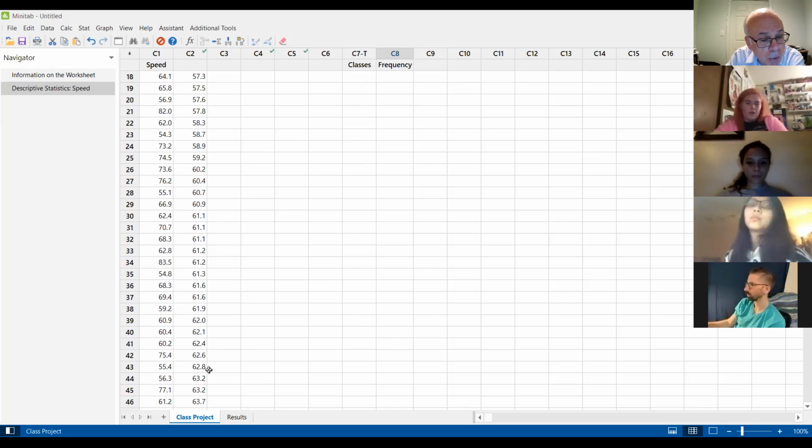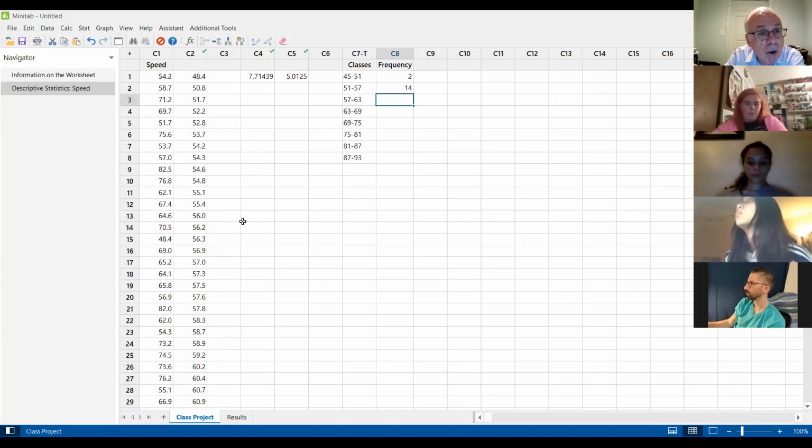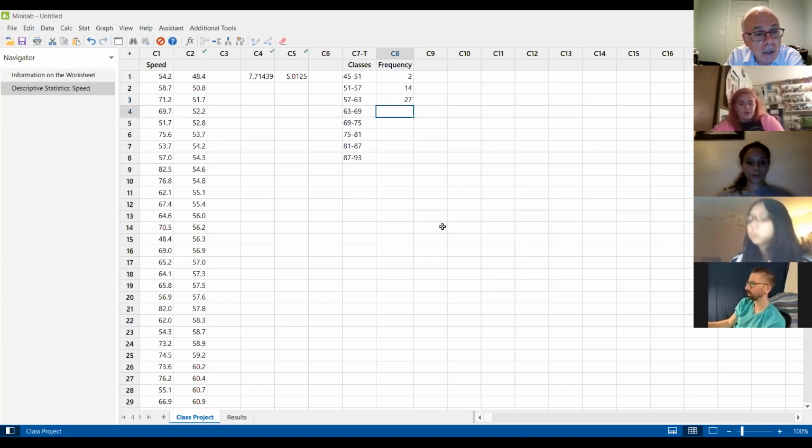43 is where 62.8 is. That's the last one that's below 63. So row 43 minus row 17. 43 minus 17. 26 plus 1 is 27. Is that right? 27? Yes. Arithmetic, right? Okay. Then 63 to 69.